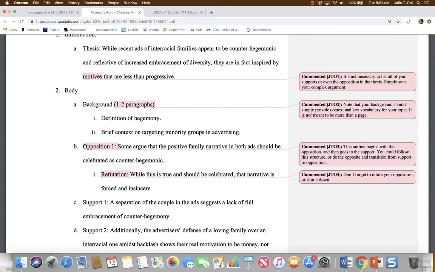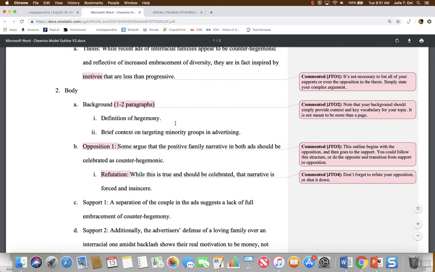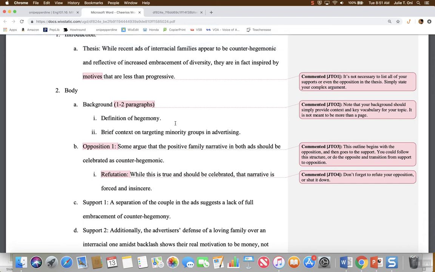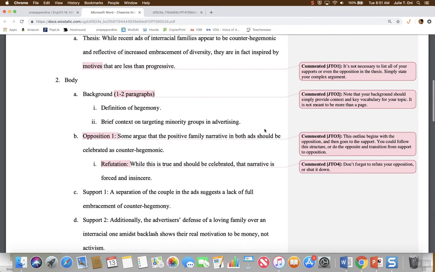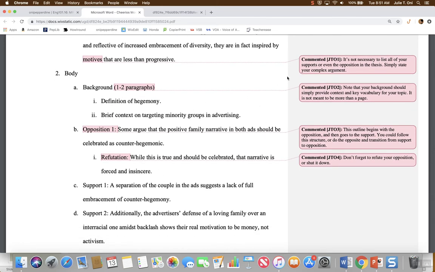So it might be a little bit of historical context on whatever your topic is. It might be defining some key terms. So if I broke down what SOLG is doing, she provides a definition of hegemony, and then she is also giving us some context on the targeting of minority groups in advertising, which is really useful context before we get into her points. So, after your background, this is where you're laying out your support and opposition.